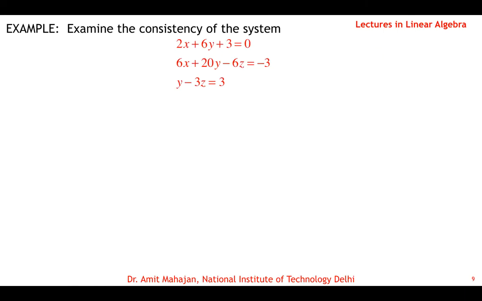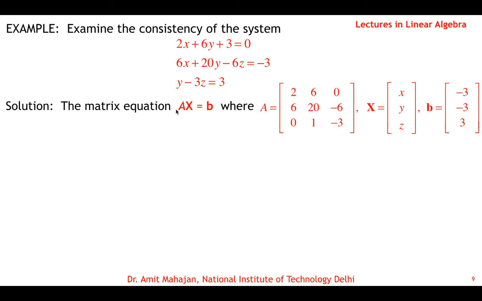Let us take another example. Examine the consistency of this system. Now we have three equations in three unknowns x, y, and z. We have to write it in matrix form Ax equal to b. Clearly there is a number on the left hand side not attached to any variable, so we must take this to the right hand side. So the first equation has to be written as 2x plus 6y is equal to minus 3, and then we will write the matrix.